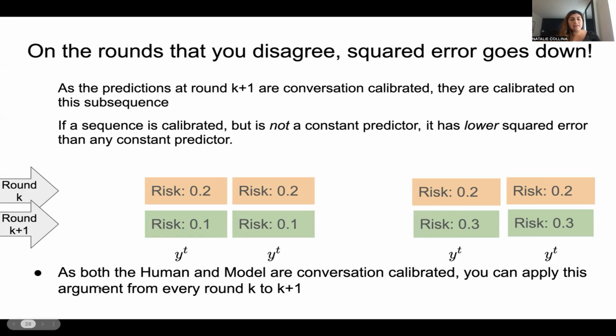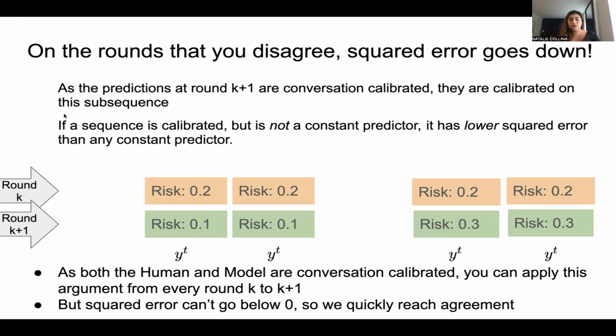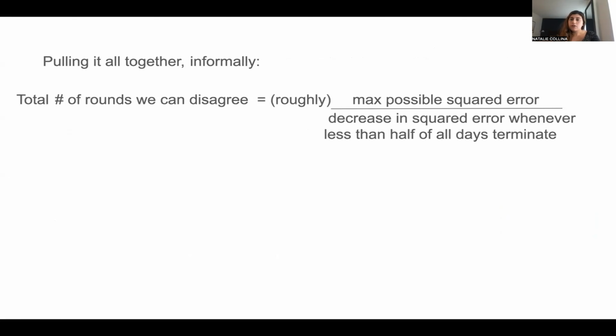And both the human and the model are conversation calibrated. So I can apply this argument to every round from K to K plus 1 and say that if we're still disagreeing, it must be that the squared error is going down and down. So putting this all together, squared error can't go below 0. So you can look at the max possible squared error, and then we can divide this by the decrease in squared error whenever you have a substantial amount of disagreement.